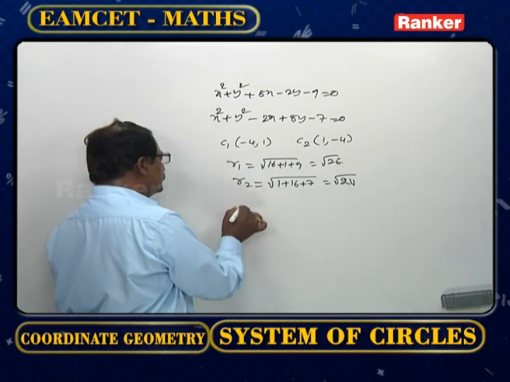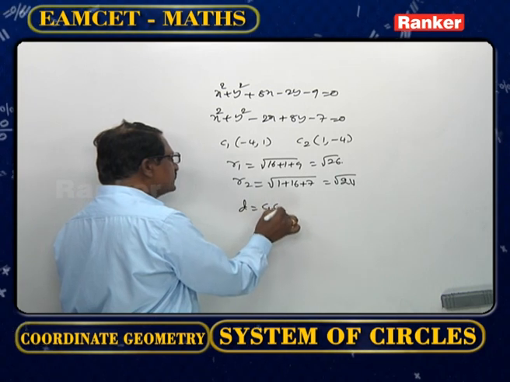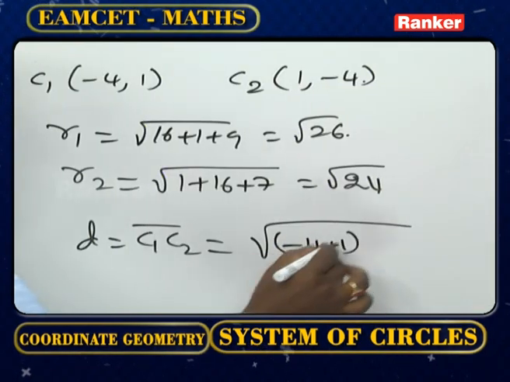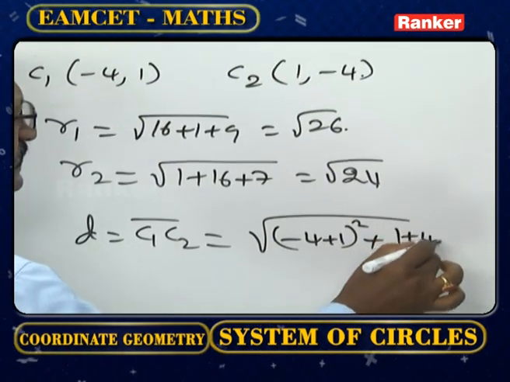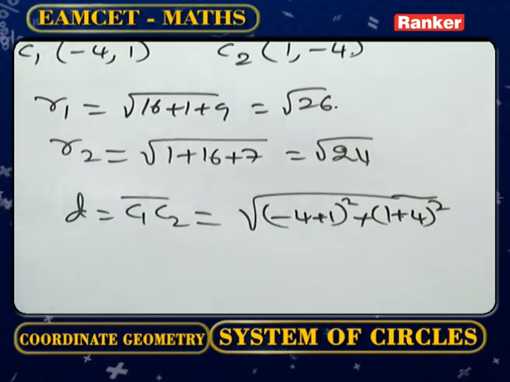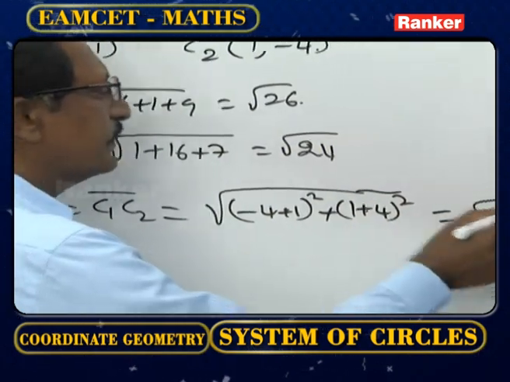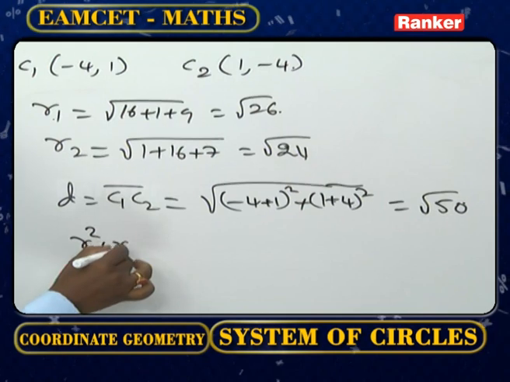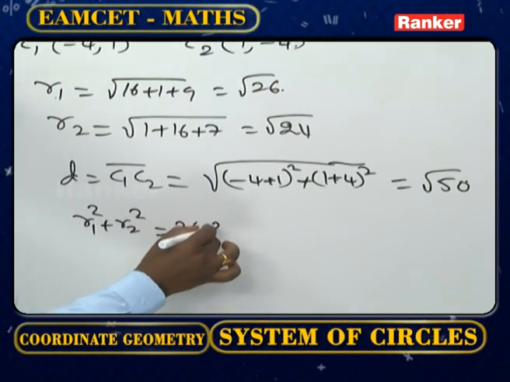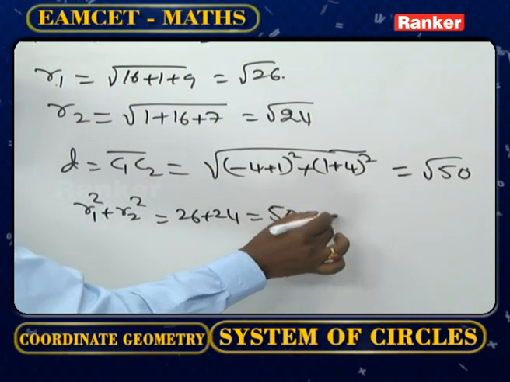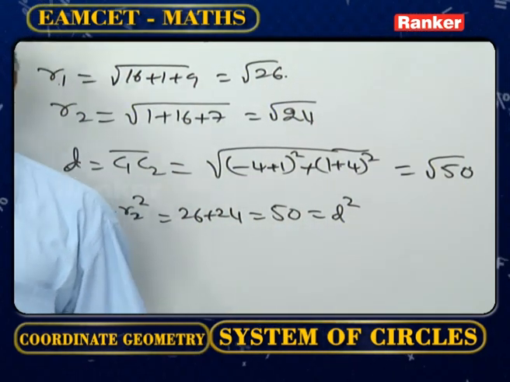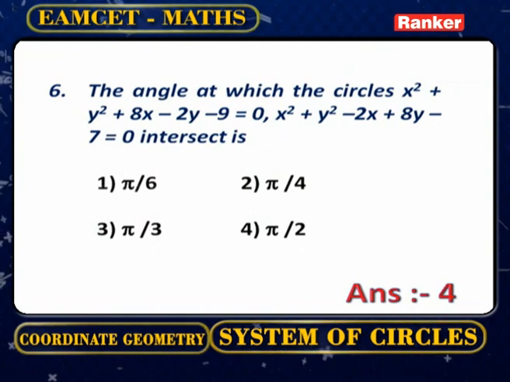And the distance between centers d, C1 C2, equals square root of minus 4 plus 1 whole square plus 1 minus of minus 4 whole square. Now 25 plus 25, that equals root 50. Now r1 square plus r2 square equals 26 plus 24 equals 50, that equals d square, because d equals root 50. Now r1 square plus r2 square equals d square, so the angle between the circles is 90 degrees. Now pi by 2 is the answer. Fourth option.